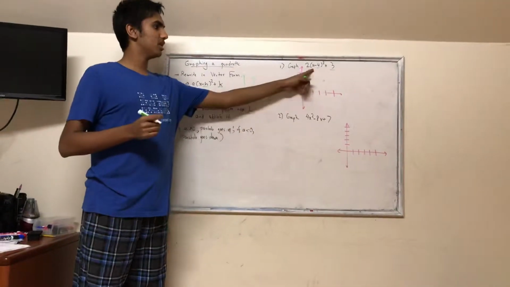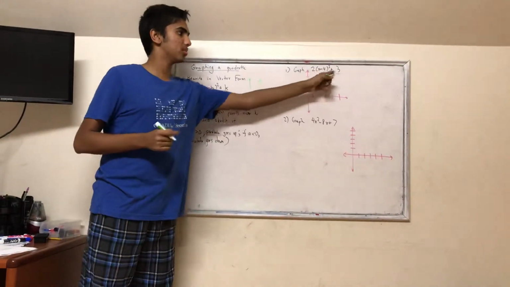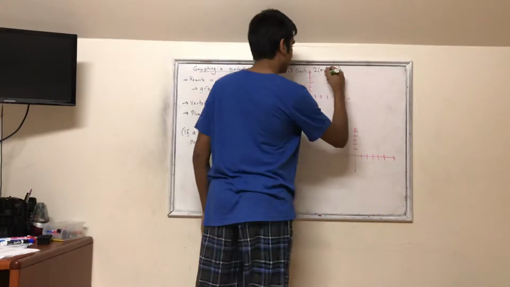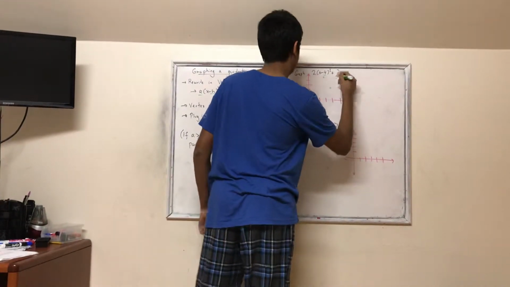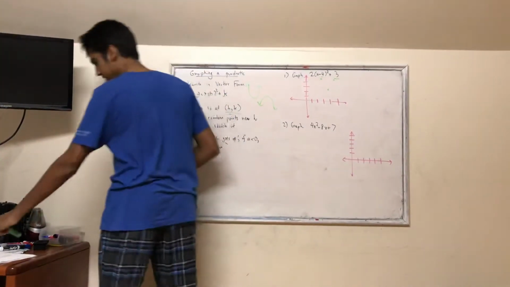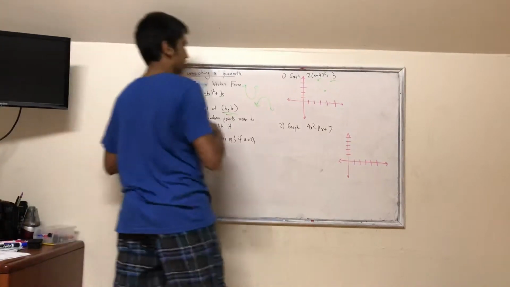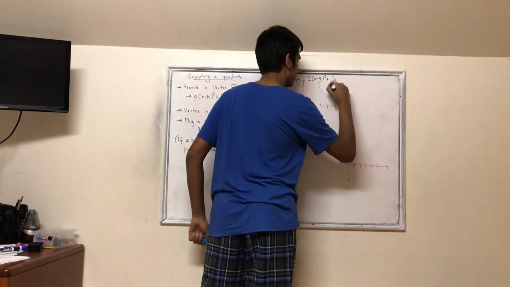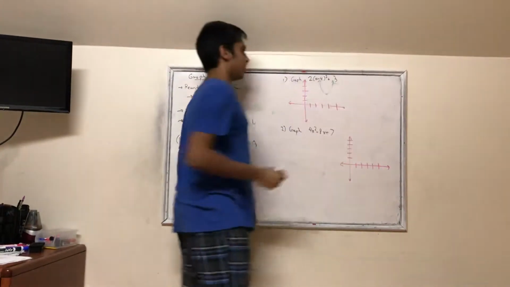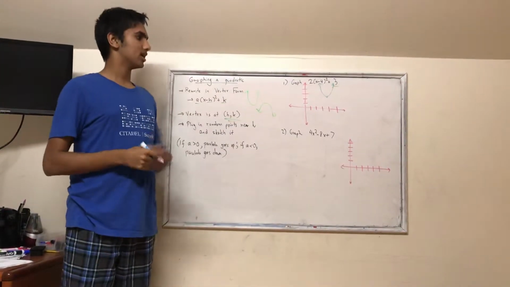So if we put in 3, we get 2 times negative 1 squared plus 3, that's 5. So 3 becomes 5, and so does 5. Now we just draw our loop. I'm not going to be too accurate because I'm lazy. And here's our loop. And that's our parabola.